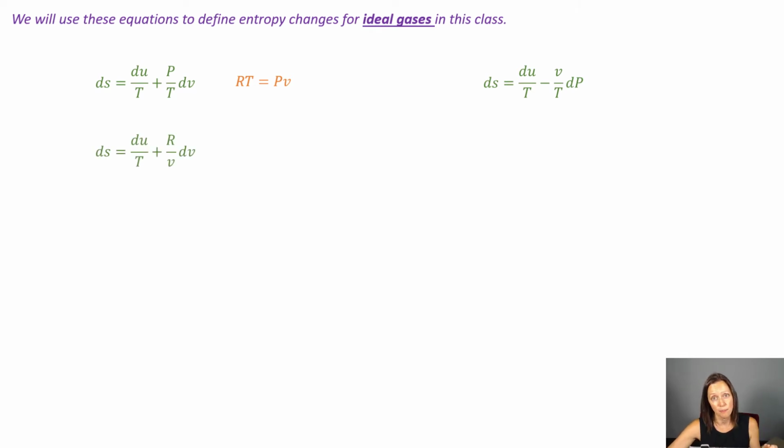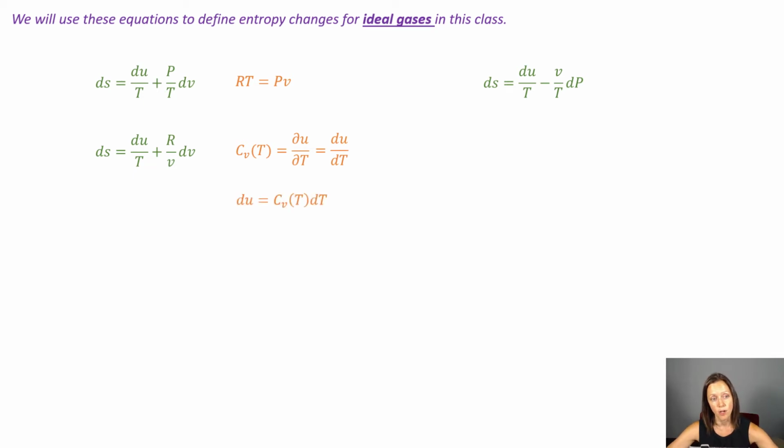Now I need to do the same thing with the first term. So du over T, I need to get du in terms of T. So I'm going to use my definition for specific heat. And you can see this is in terms of a partial differential, but because you've got an ideal gas, which is only a function of temperature, I can get rid of that partial and just replace it with a regular differential.